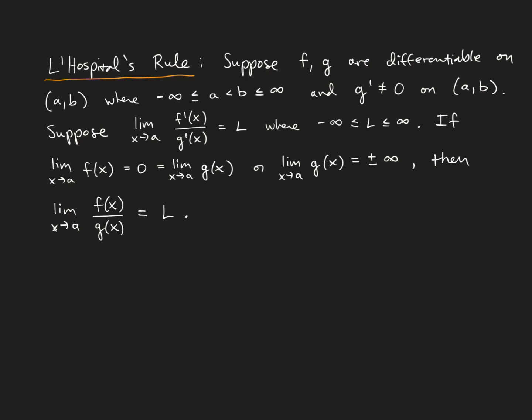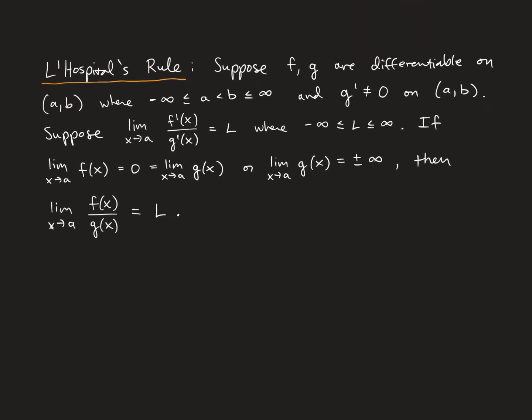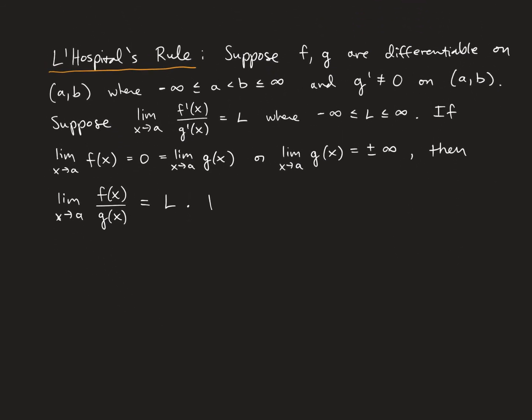I should probably also remark on the fact that in our statement here we have x going to a, and our interval here is from a to b, so we're approaching a from the right. Everything would work here if we change this limit from as x goes to a to limit as x goes to b. So the same holds for limit as x goes to b also.